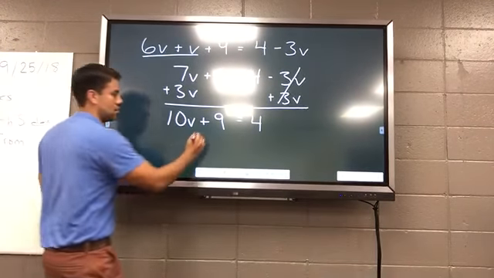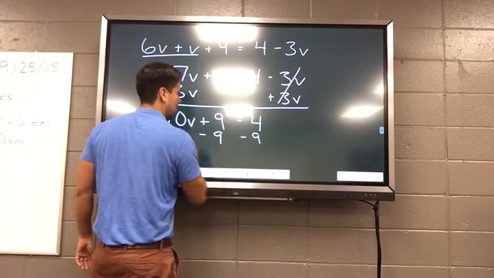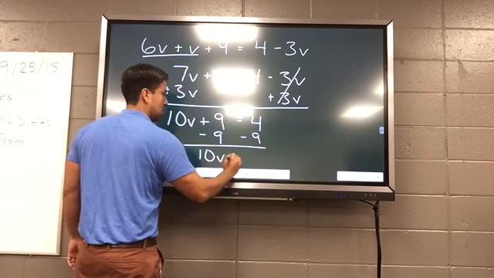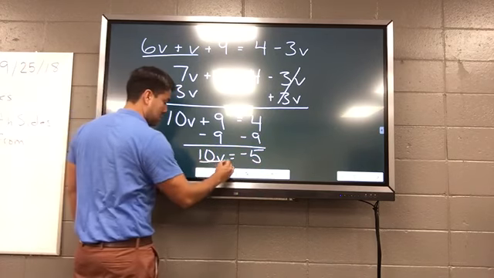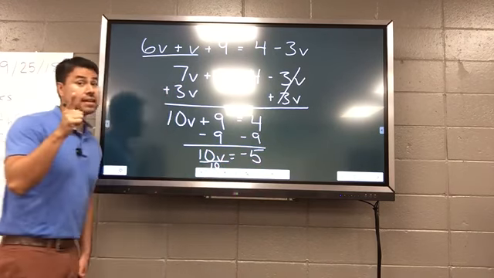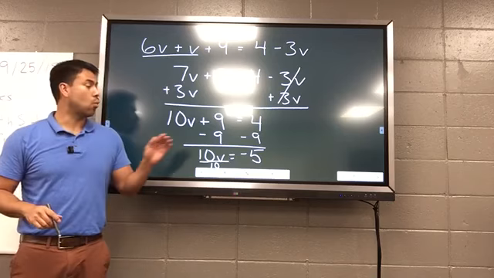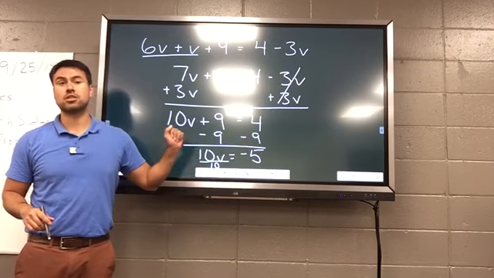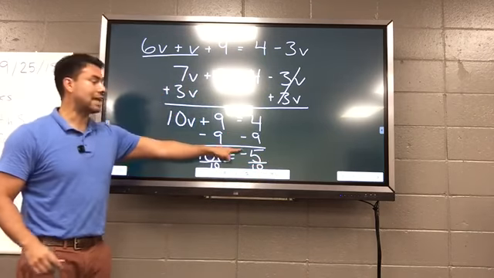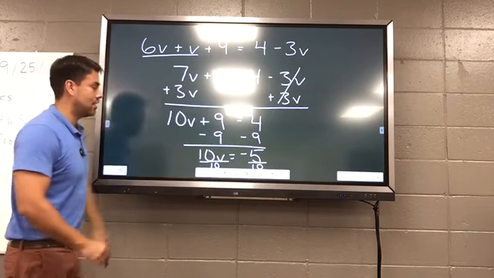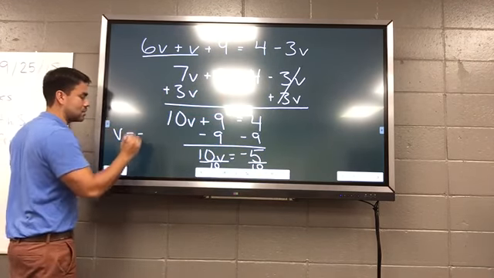You subtract 9 from both sides, you get negative 5. Then you divide 10 by 5. So that, yes, here's what I'm going to do. What do you do to both sides? You divide both sides by 10. So you're dividing negative 5 by 10, which makes it v equals negative.